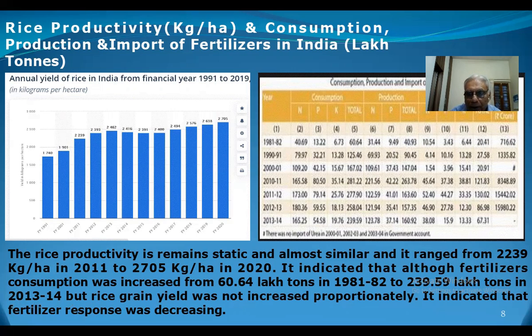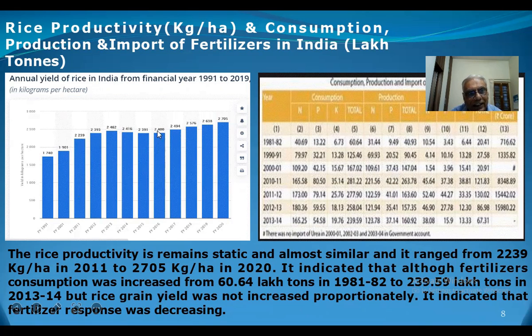in 1981-82 the fertilizer consumption, total NPK, was 60.64 lakh tons. It increased to 239.59 lakh tons during 2013-14 for total NPK. But rice grain yield was not increased proportionately. Fertilizer consumption is increasing more, but the yield has not increased as much. So it indicates that fertilizer response was decreasing.